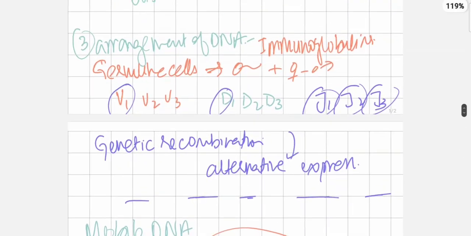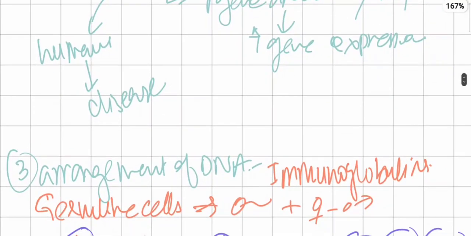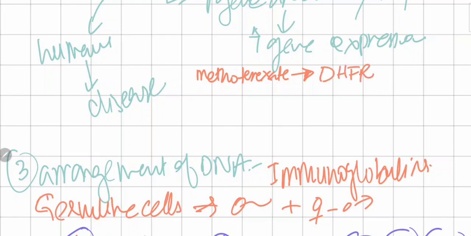One thing in amount of DNA I would like to add is that if someone is taking methotrexate, it is a chemotherapeutic drug. It inhibits DHFR, that is dihydrofolate reductase. But dihydrofolate reductase forms TTP, that is thymine, and thymine is essential for DNA synthesis.